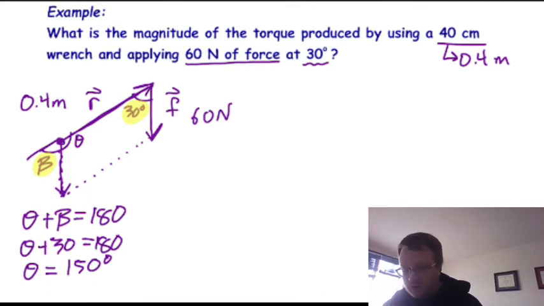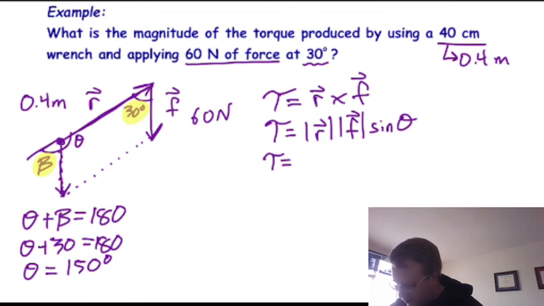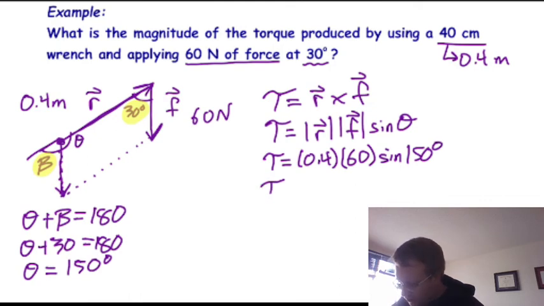Now we can start plugging things into our formula. Tau equals radius times force vector. So we're basically finding a cross product, and we're going to find the magnitude of that cross product. So the magnitude of r times the magnitude of f times sine theta, where theta is the angle between the vectors tail to tail, which we just found. Let's plug in our values. The magnitude of r is given in the question as 0.4 meters. The magnitude of f is given as 60 newtons. And sine theta, sine 150 degrees. From here, it's a simple calculation. We're finding that this is going to be equal to 12.